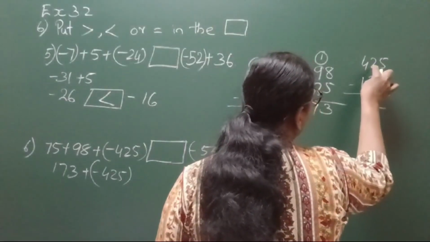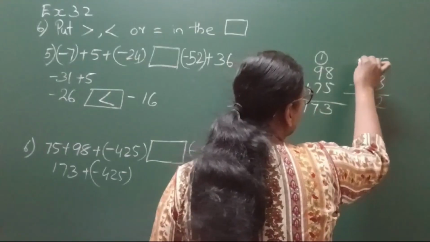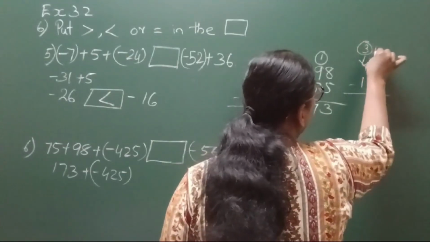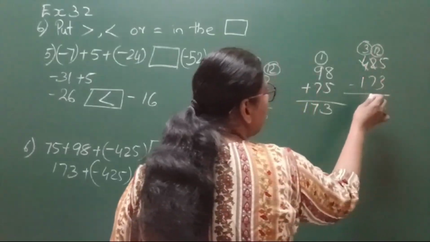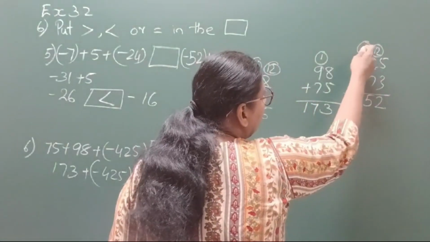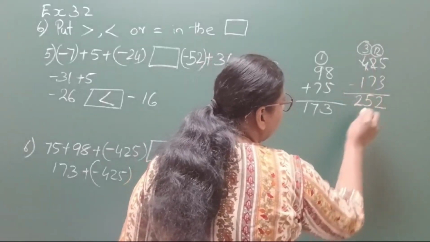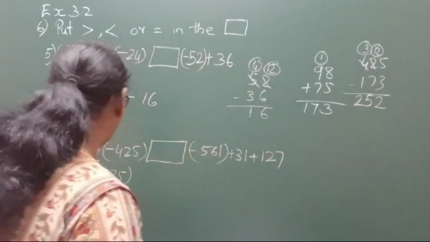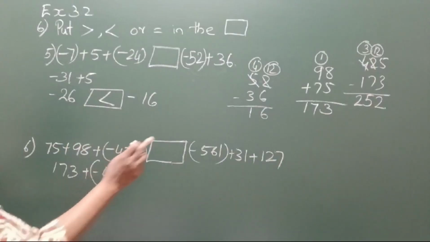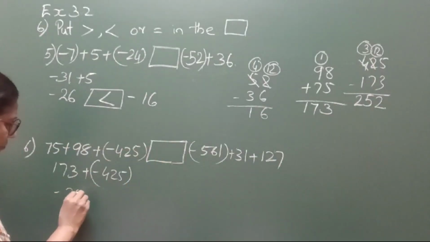Here only 2. From 2 we cannot subtract 7, so we have to borrow from here. This 4 becomes 3. This 2 becomes 12. 12 minus 7 is equal to 5. Remaining here 3. 3 minus 1 is equal to 2. 252. That is the greater number, sign is minus. So minus 252.